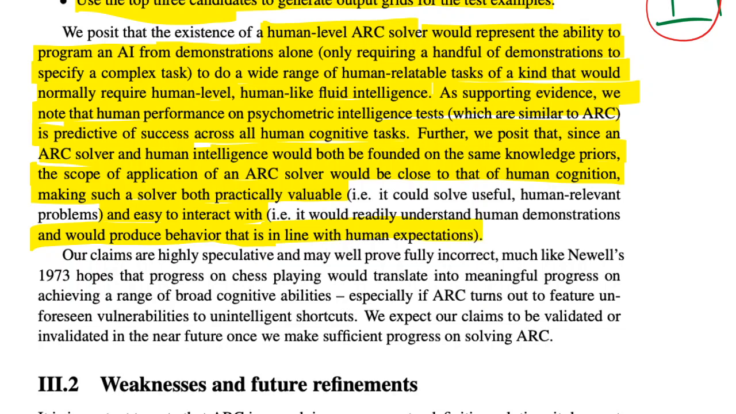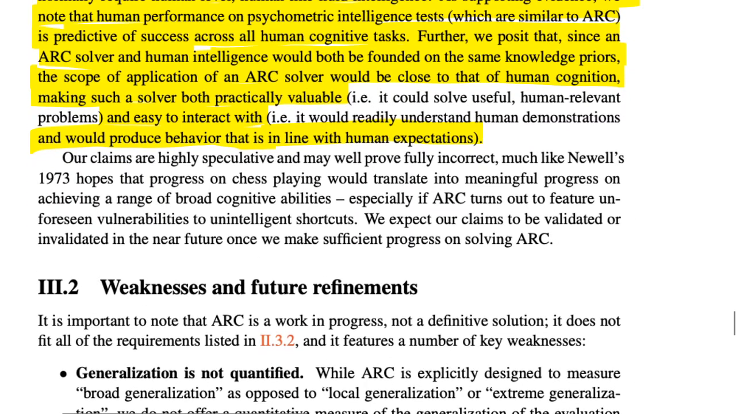Okay, so they're making the same argument that anyone before has made, but they condition it on some things. And this is, I think, the conclusion of the entire article here of On the Measure of Intelligence, because people had this hope, and they say that here. Claims are highly speculative and may prove incorrect. Much like Newell's 1973 hopes that progress on chess playing would translate into meaningful progress on achieving a broad range of cognitive abilities, especially if ARC turns out to feature unforeseen vulnerabilities to unintelligent shortcuts.